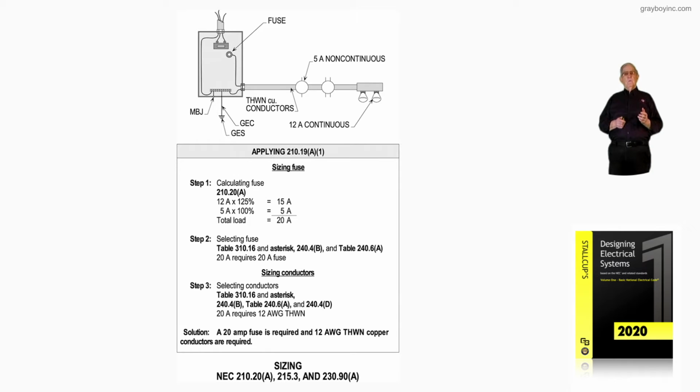210.19(A)(1)(a), we would apply step 1, and we calculate the size fuse at 125% in accordance with 210.20(A) times 12 amps, the continuous load, which comes out to 15 amps. The 5 amps times 100% is 5 amps, which, when totaled, comes to 20 amps. Now we go to step 2, selecting maybe a fuse or a circuit breaker. In this case, a fuse.